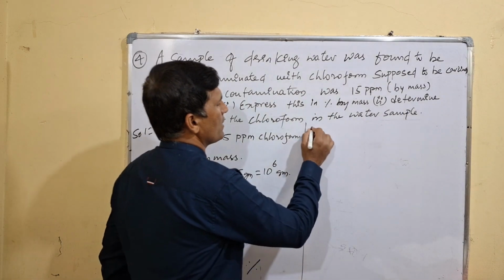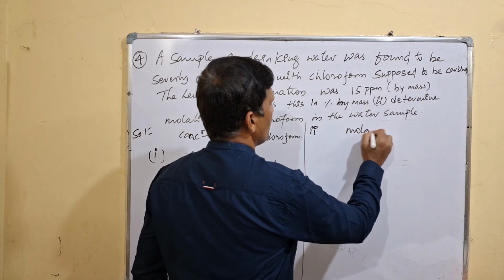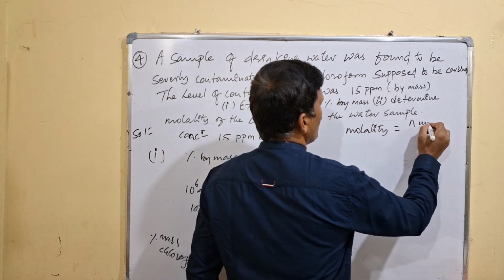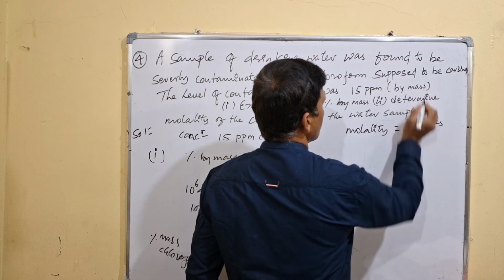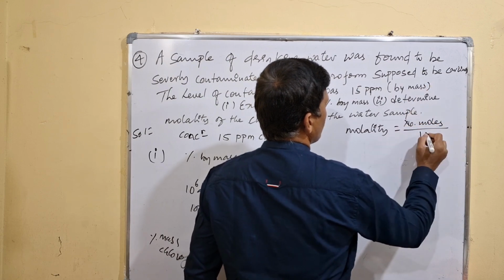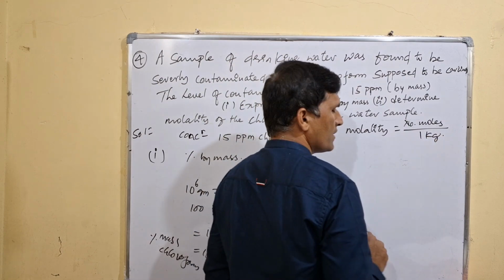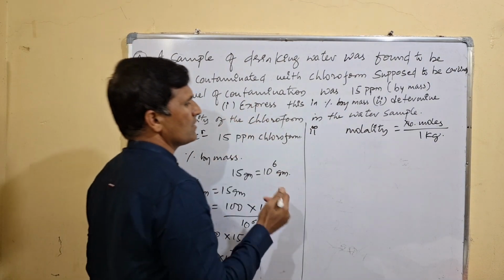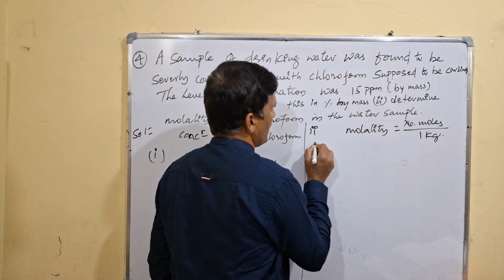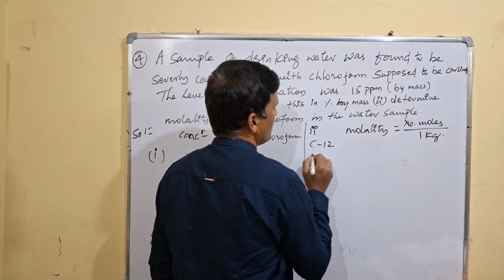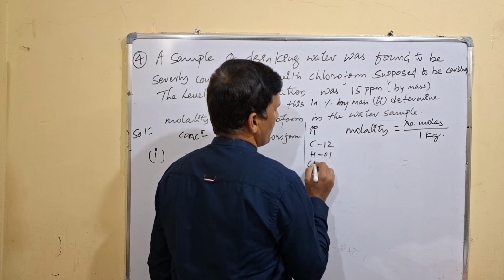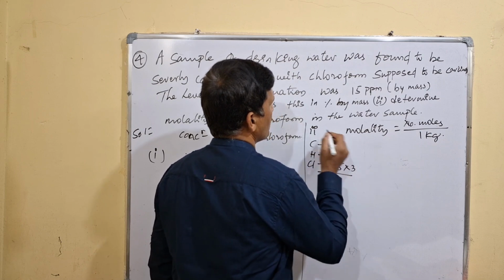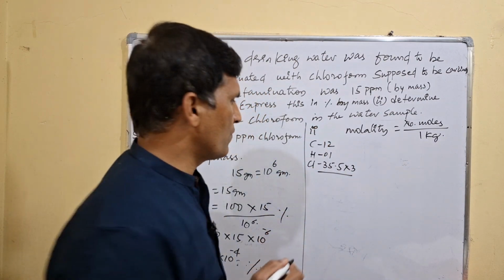Next, the second part is they are asking about molality. We know what molality is. That is number of moles per kg of solvent, right? So therefore, to do that you have to know the molar mass of chloroform. As it is not given, we will calculate that one. Again you should know that. C is 12, hydrogen 1, and chlorine is 35.5, into 3 we have to do, because CHCl3 is the formula of chloroform, right?